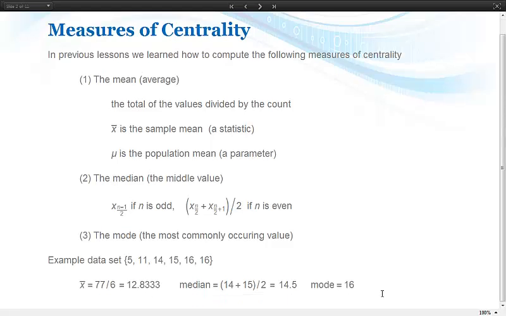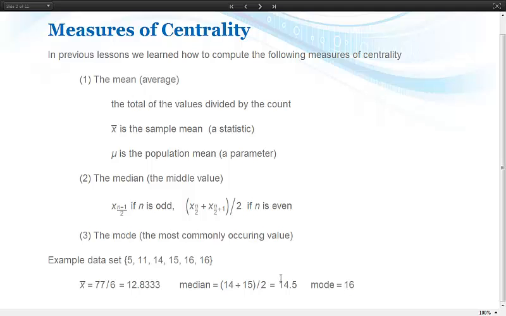So by way of review, let's look at this little data set with elements 5, 11, 14, 15, 16, 16. If I add these values up, I get 77. I divide by 6 because there's 6 values, and that gives me 12.8333 approximately. The median: this data set has an even number of values, so I split the data set in half here and average the two middle values, 14 and 15. So I get 14 plus 15 over 2, that's 14.5. So 14.5 lies exactly halfway between 14 and 15 and splits the data in half. 3 values smaller, 3 values larger.